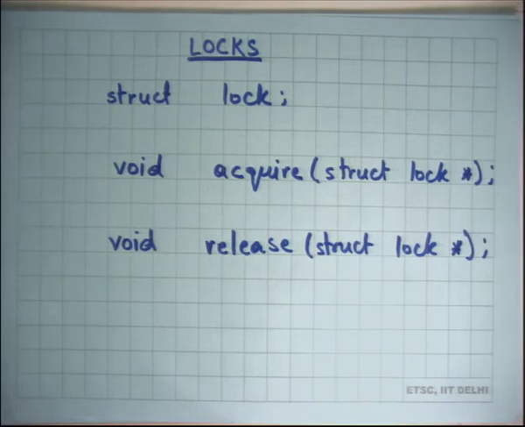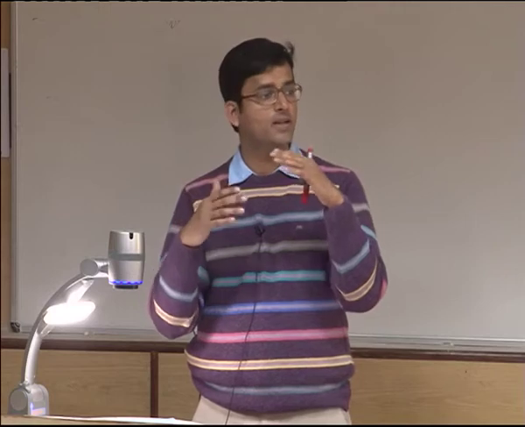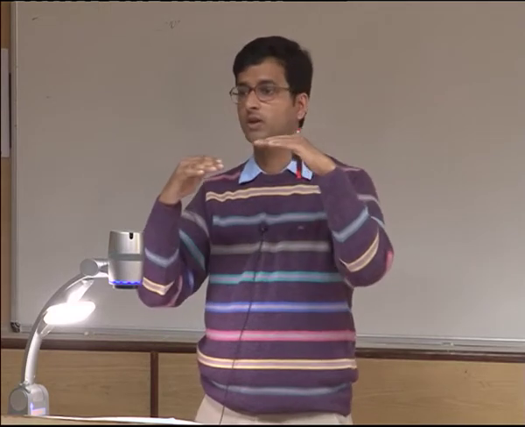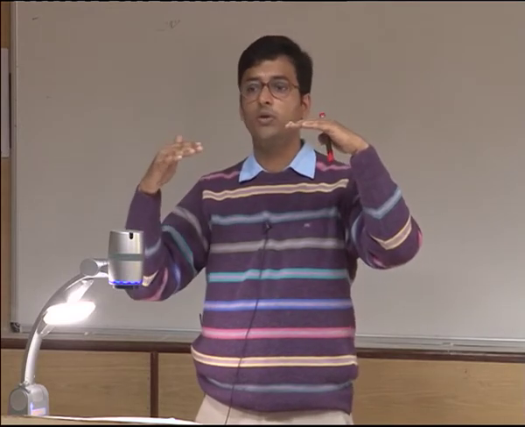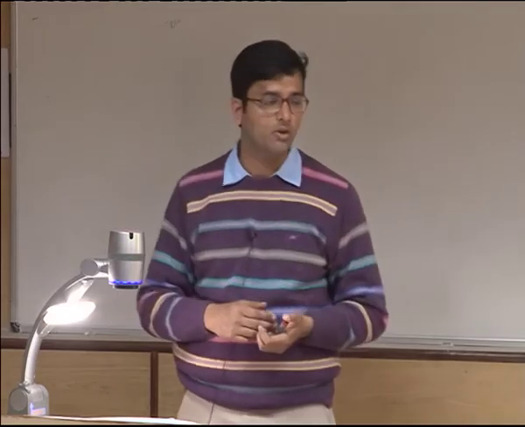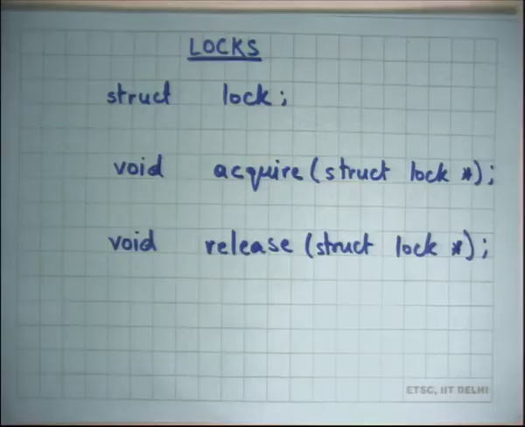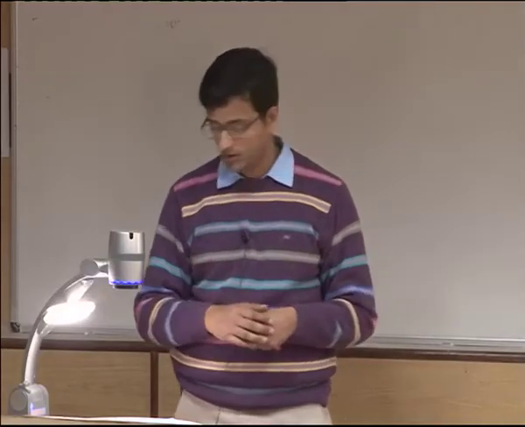The semantics of acquire and release are that a lock can only be acquired once at any time. If two simultaneous calls to acquire are made, or two calls are made without a release, then one of them will not be able to acquire and only the other one will be. So if two threads try to acquire the same lock, one thread will be able to acquire it and the other will have to wait till the first thread calls release. That's the semantics of a lock.